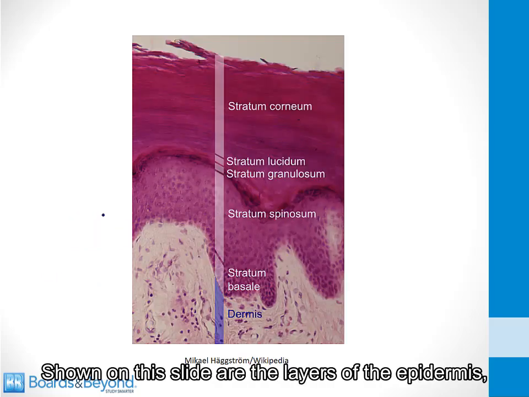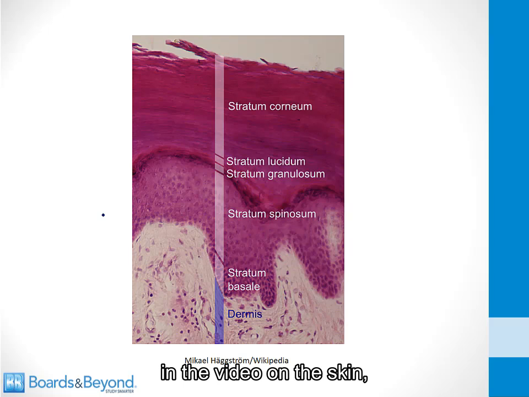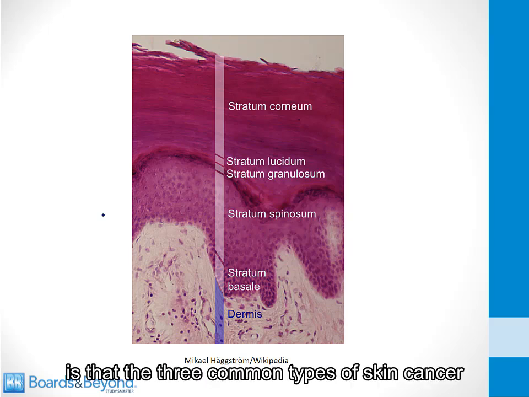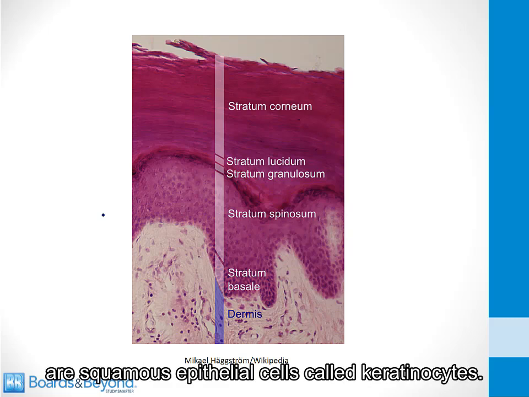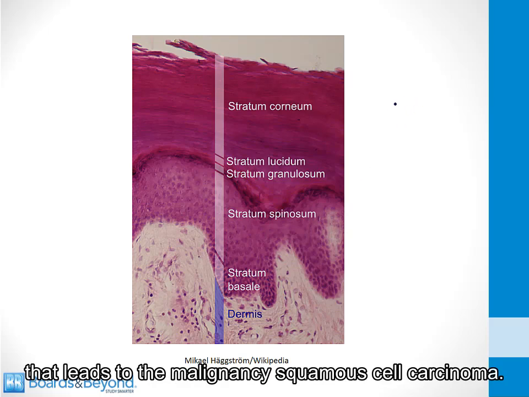Shown on this slide are the layers of the epidermis, and I discussed these layers in more detail in the video on the skin. But what I want to point out to you here is that the three common types of skin cancer all arise from some cell found in the epidermis. Most of the cells in the epidermis are squamous epithelial cells called keratinocytes, so if one of those cells begins to grow uncontrollably, that leads to the malignancy squamous cell carcinoma.